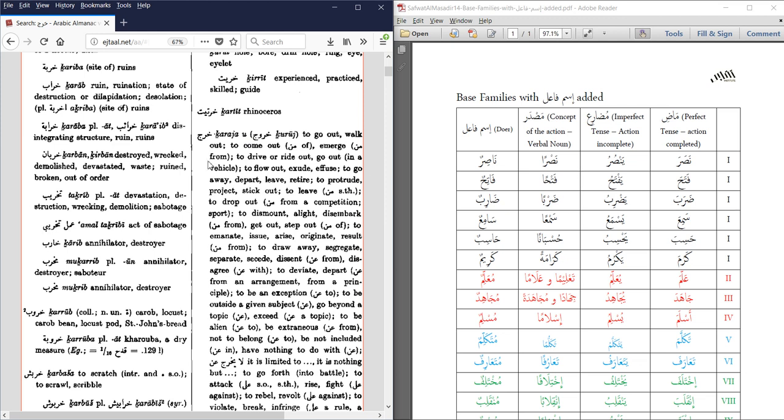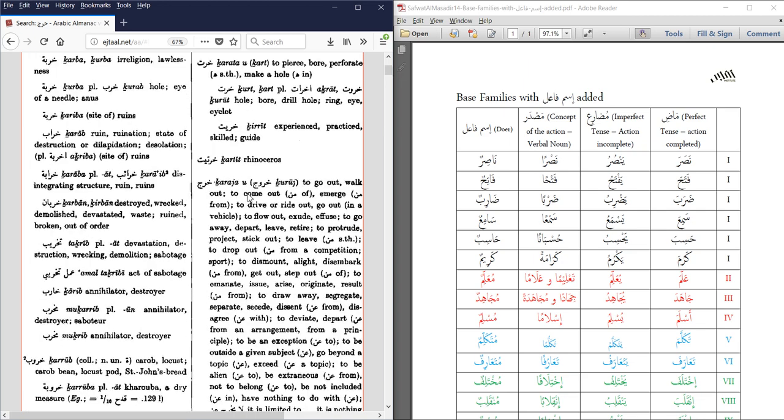Now that we know that it falls into nasara yansuru, what about the masdar? The masdar is written right here in brackets. It says khurujun, and this is completely different from nasran because the masdar doesn't have an actual pattern. The only way you'll be able to know it is by looking it up in the dictionary. So how would you translate this? You have kharaja, he left, yakhruju, he is leaving, and khurujun, which is to leave.